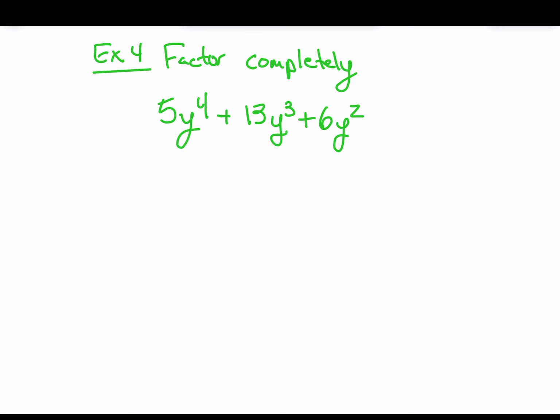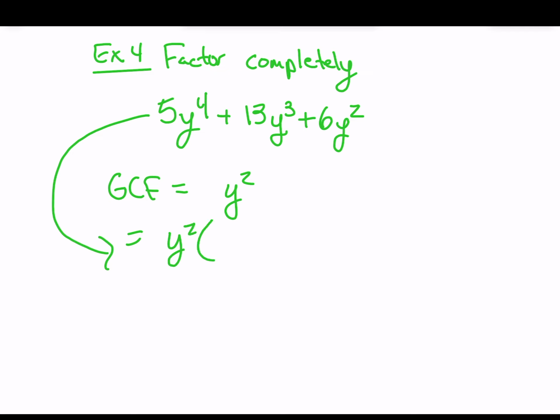Example 4. We want to factor completely 5y to the fourth plus 13y cubed plus 6y squared. Anytime you see factor completely, that probably means that you're not going to be able to factor it immediately without trying to factor out a GCF. So what is our greatest common factor of these three terms? Well, we have a y to the fourth, a y to the third, and a y squared. Our smallest is y squared. 5, 13, and 6 have no common factors because 13 is prime. So our GCF is y squared.